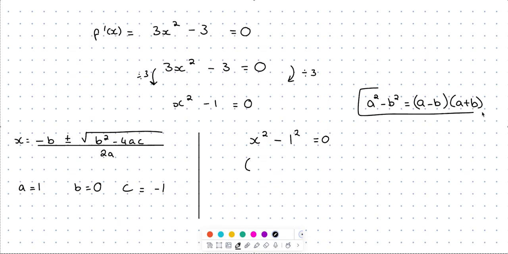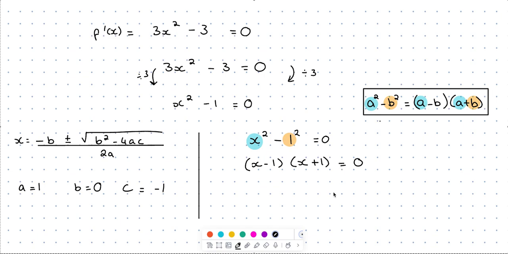Every time. That's a little formula you can remember if you want. So that's how it breaks down and it factorizes. And you can just follow it by there's our a, and our b then is the 1. Okay, so we're going to have x take away 1, x plus 1, and it's equal to 0. Then at this stage, you have two things that you don't know the value of, but you do know that when you multiply them together, it's equal to 0.